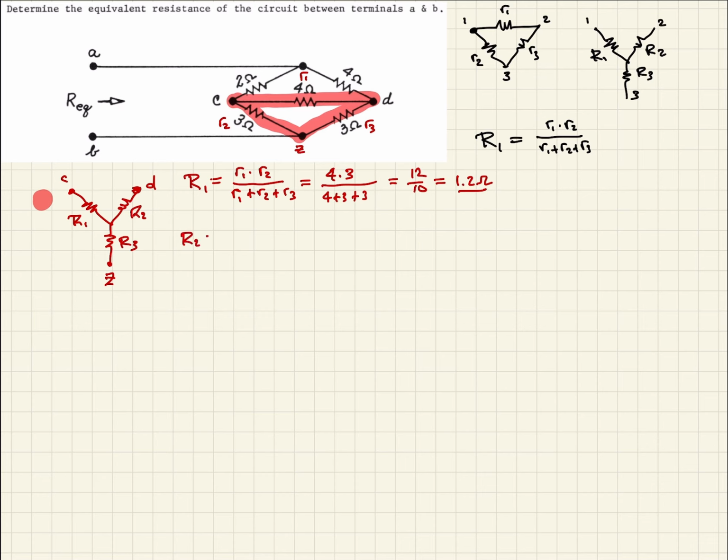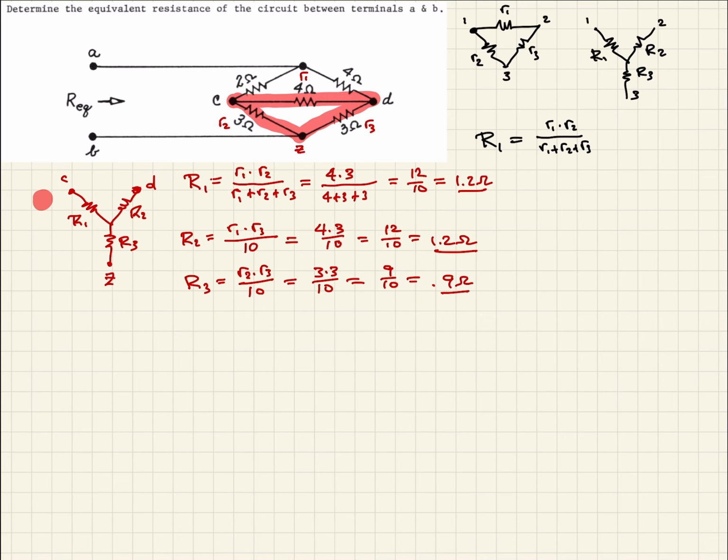For R2, again, this will be r1 times r3 over the sum, which we said is 10. So then that'll be 4 times 3 over 10. So again, we get the same thing, 12 over 10, which is 1.2 ohms. So that's R2. And then finally R3, that's going to be r2 times r3 over 10. So that'll be 3 times 3 over 10. That's 9/10, or 0.9 ohms.